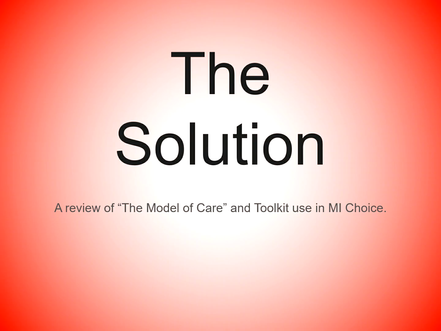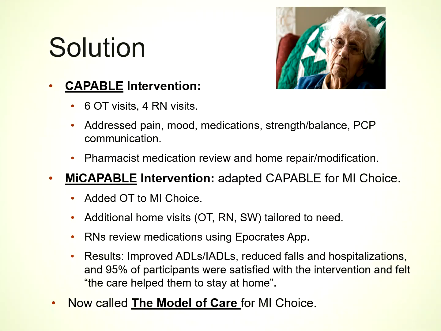So here's the solution. We're going to do a review of the model of care and the toolkit use in the My Choice program. As you know, we started with the CAPABLE intervention over 10 years ago, which consisted of 6 OT visits and 4 RN visits to address pain, mood, medication, strength and balance, and primary care physician communication. And in some instances, pharmacists reviewed the medication list. This was only done in very few waiver sites.